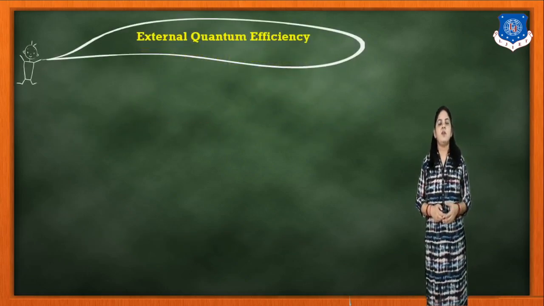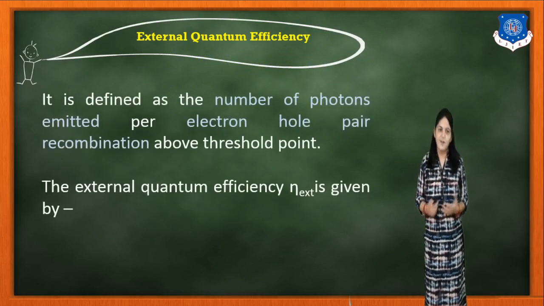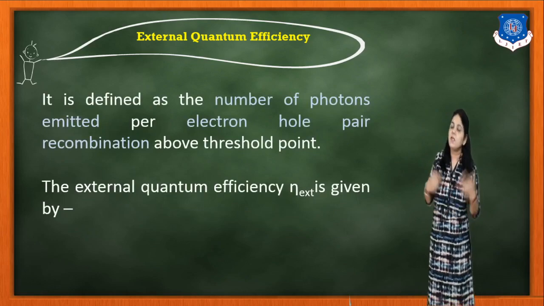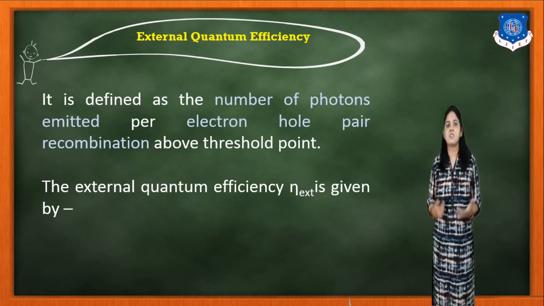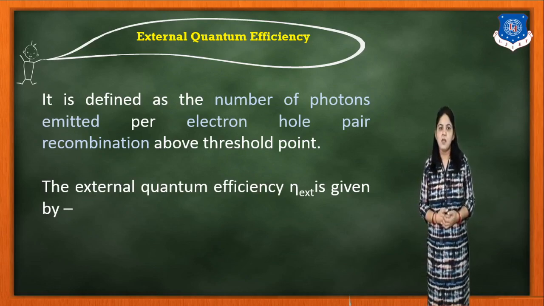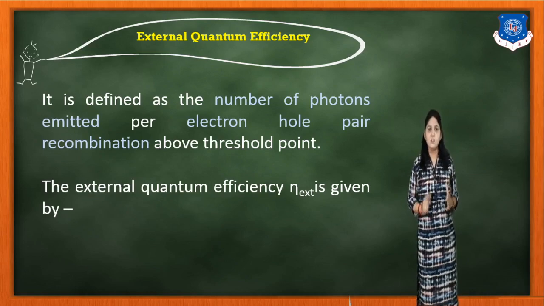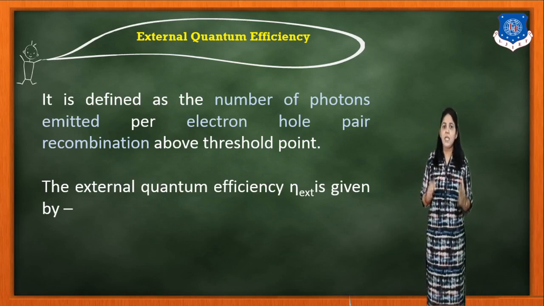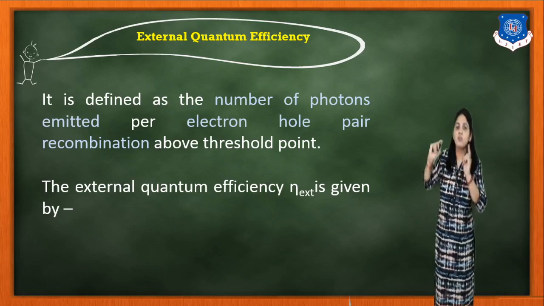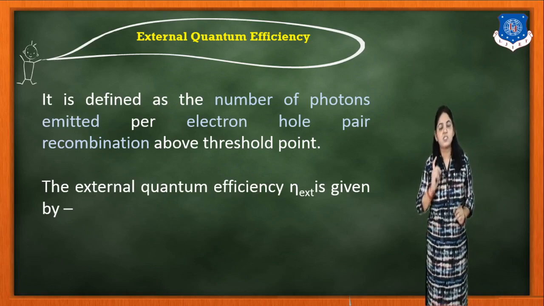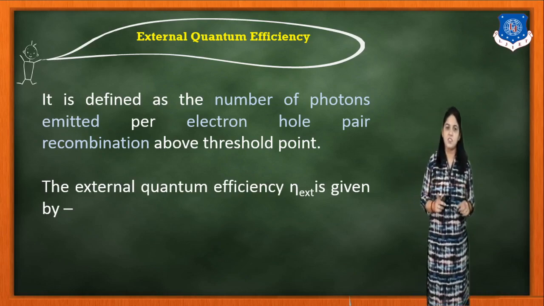where beta is a constant for the device structure. Now the next is the external quantum efficiency. We have also seen the internal quantum efficiency. But what is the external quantum efficiency? This is defined as the number of photons emitted per electron-hole pair recombination above the threshold point, which is referred to as the external quantum efficiency.